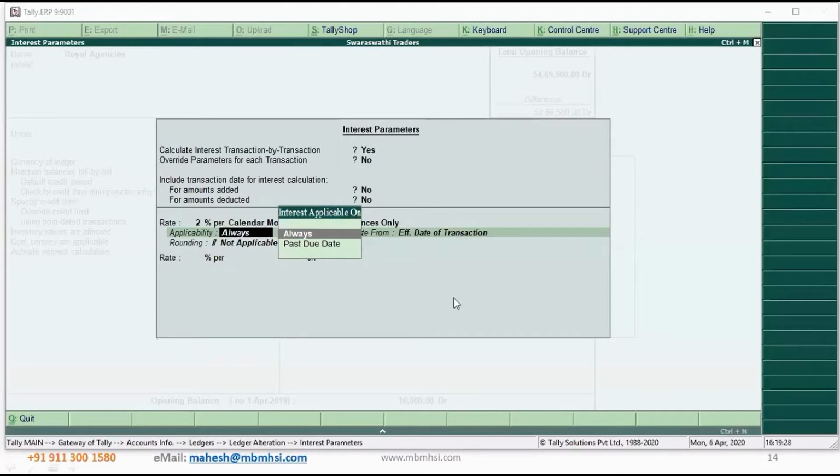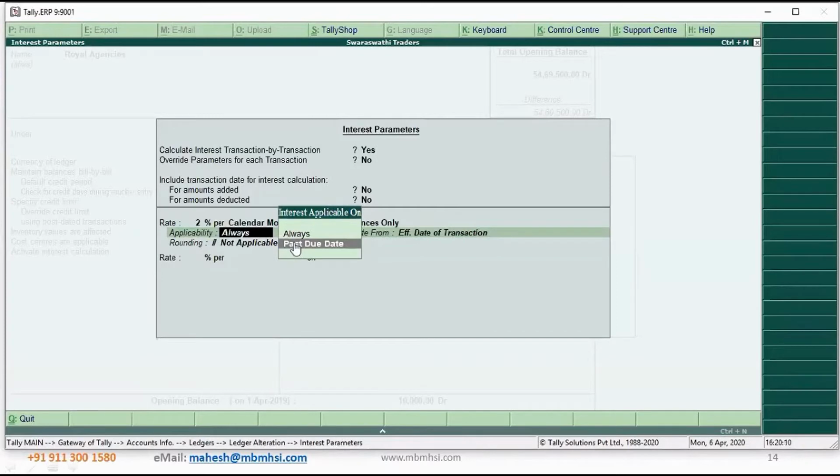So the applicability is either always or on past due date. Always is from the day you have done the invoice. Past due date is from the date this bill is due. For example, I'm doing an invoice on 5th of April with 10 days of credit. The date of transaction is 5th of April. If you say always, it will take from 5th of April. But if you say past due date, it will start taking only from 15th of April. Generally it will be from past due date only. No one will pay you interest from the date you have billed because you are by default giving some credit period.